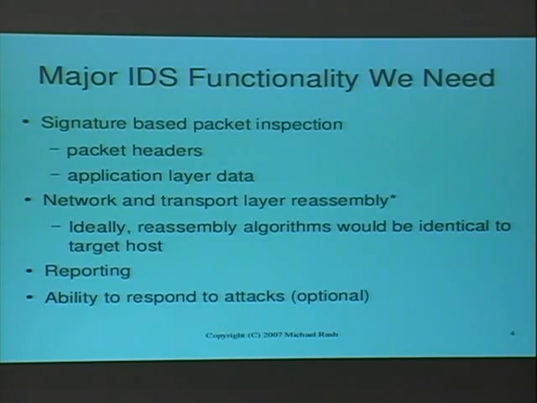So if we're interested in trying to come up with some functionality for intrusion detection, we have some requirements, right? First and foremost, signature-based packet inspection. We should be able to inspect both packet headers and application layer data. The Snort rules language defines lots of signatures for both, of course, the majority emphasizing application layer data. We would like to have network layer and transport layer reassembly if possible. We will see that network layer reassembly is easily accomplished with iptables. Transport layer reassembly we are not going to get.